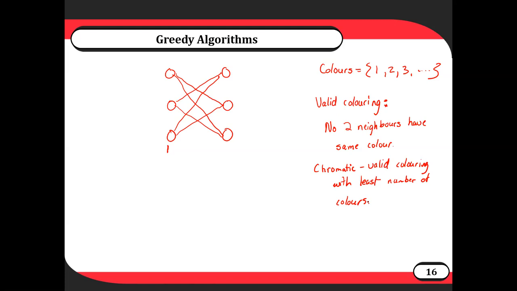So now if I've started here, I've colored this guy. Now if I take this guy next, then I can choose one again, since these two vertices are not neighbors, so I can color them both the same color and still have a valid color.